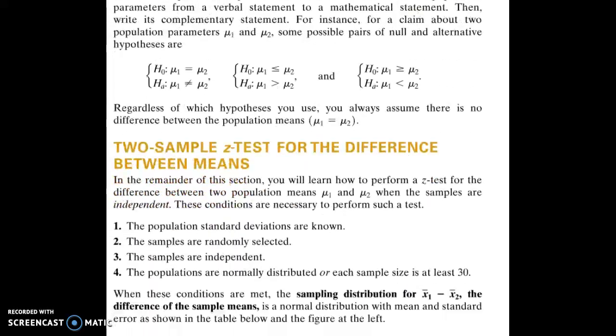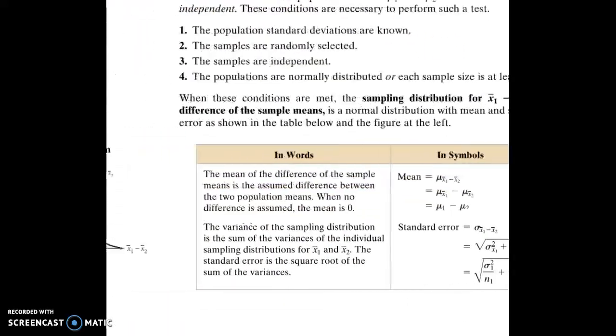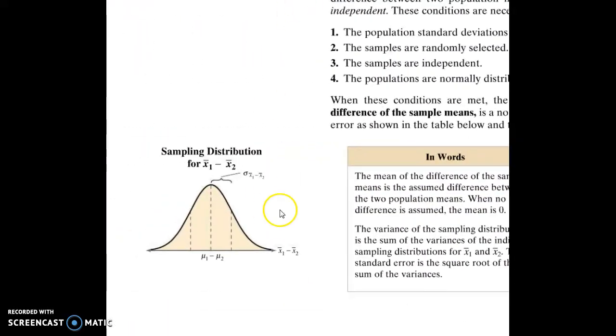Let me look at the graph here. It's going to look similar to what we've been doing. If both of our populations are actually the same, like our null hypothesis is assuming, when you subtract the means from each other, you get 0 because they're the same mean. So our sampling distribution is going to have 0 right in the middle, and we're going to look at our samples.